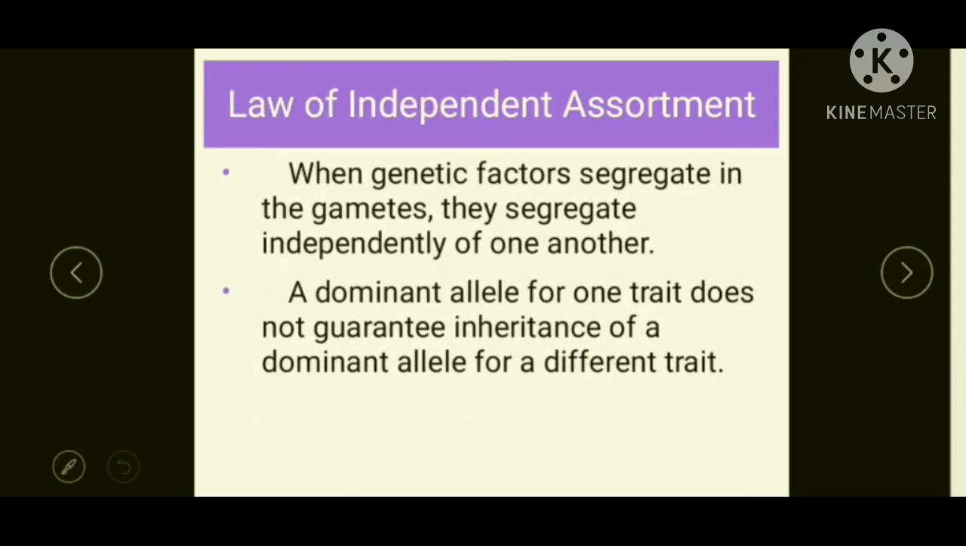The third law of heredity is the law of independent assortment. According to the law of independent assortment, when genetic factors segregate in the gametes, they segregate independently of one another. They do not segregate together with one another. They segregate independently of one another.